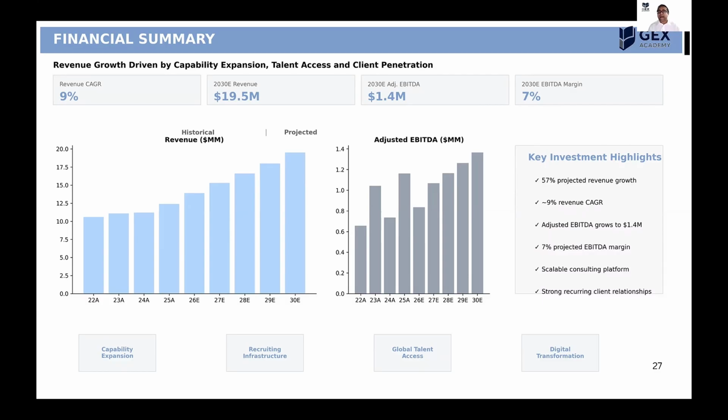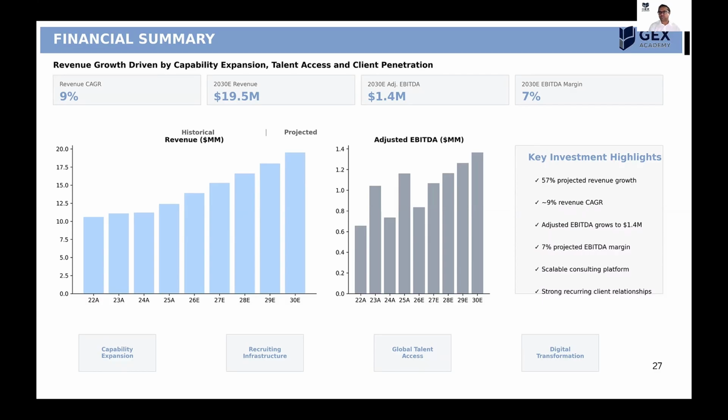So it suggests management expects to benefit from operating leverage as the business scales. In other words, revenue is expected to grow while overhead expenses grow at a slower rate, resulting in margin expansion. And then, of course, margin expansion, right? We see EBITDA margins increasing from 3% in 25 to 7% by 2030, right?